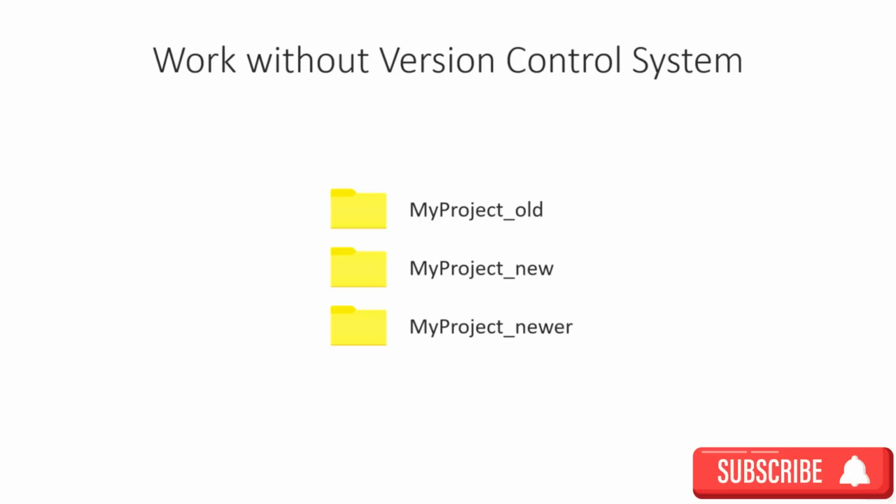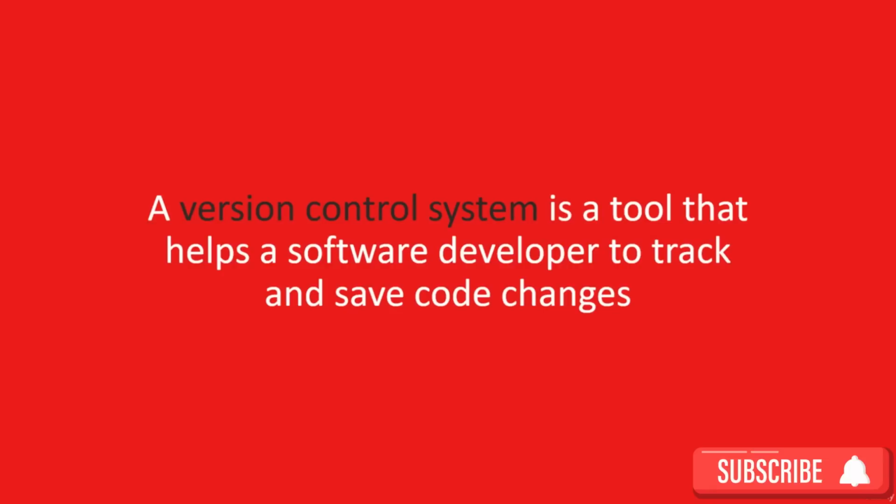This is because the version control system handles the versioning of your source code. A version control system is a tool that helps you as a software developer to track and save all your code changes. This means that you don't have to copy anything around to save the current state of your source code. Instead, the version control system stores all the changes for you.